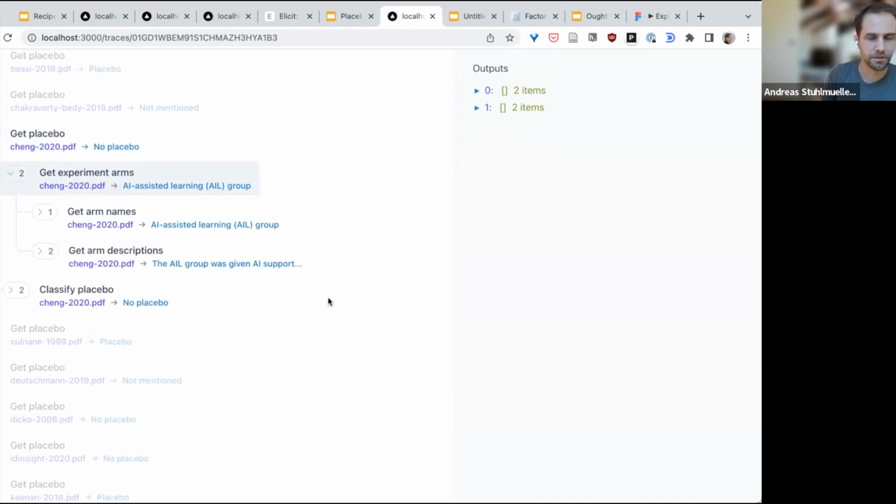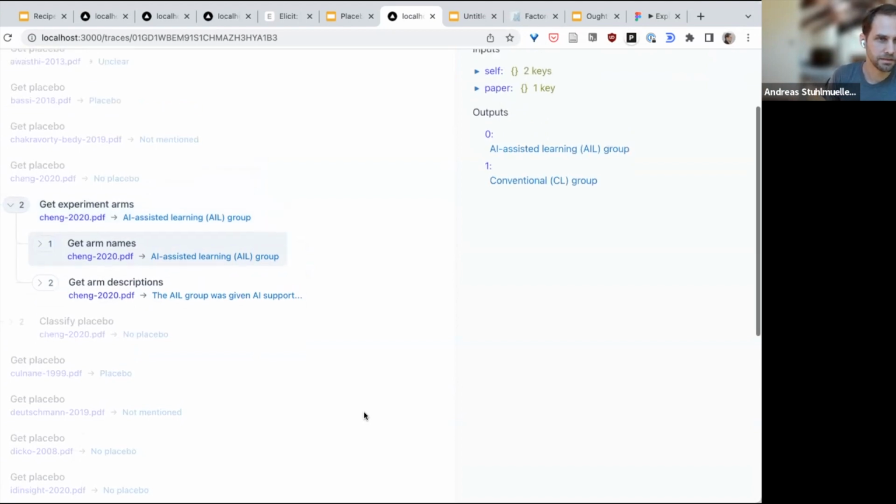I'm not going to go over the entire recipe, but I think it's worth first zooming in so that you can get a sense for the complexity of it. When you get experiment arms, as I mentioned, that has two components. First, we're trying to figure out a short phrase that describes each of the arms, so that we know how many of them there are, and so that we have a pointer to getting more detail if we want to.